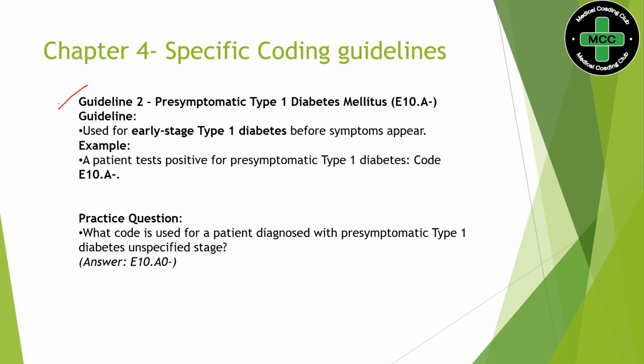Next coding guideline is regarding pre-symptomatic type 1 diabetes mellitus. The code category is from the E10.A series. Here we do have stages, and if the stage is not specified, we will go with unspecified pre-symptomatic diabetes. So in the question, what code is used for a patient diagnosed with pre-symptomatic type 1 diabetes, unspecified stage? We can go with E10.A0.